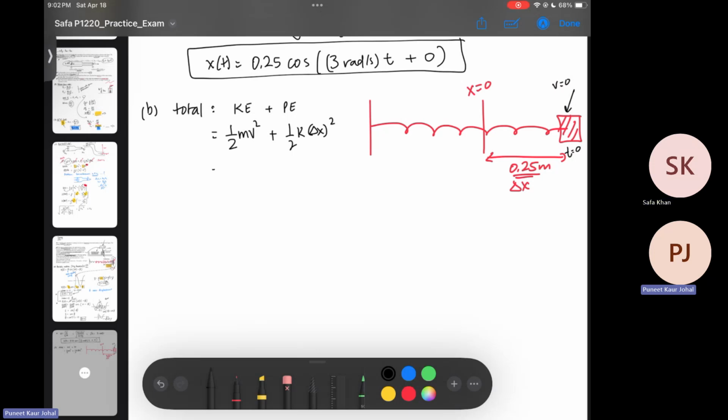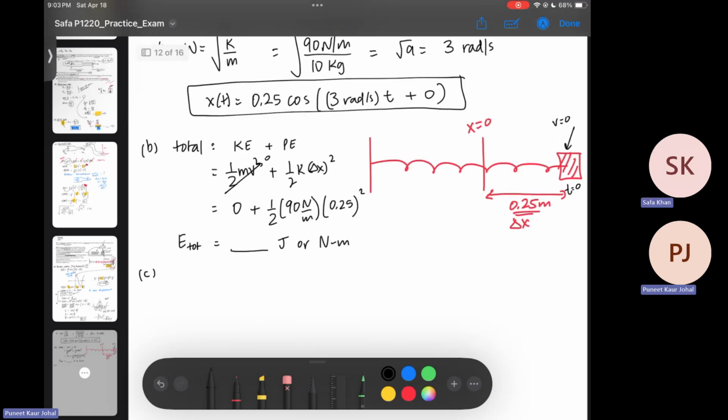Yes. So because velocity is 0, this whole term becomes 0, and you'll be left with half k delta x squared. k is just 90, and you know that delta x at this position is 0.25 because that's how much I've stretched it. If you do the calculations, you'll get an answer, and that will be your total mechanical energy. It should be in joules. All the units are SI, so you can write it as joules or Newton meters. They're both correct. Okay, that was not bad. That was easy.